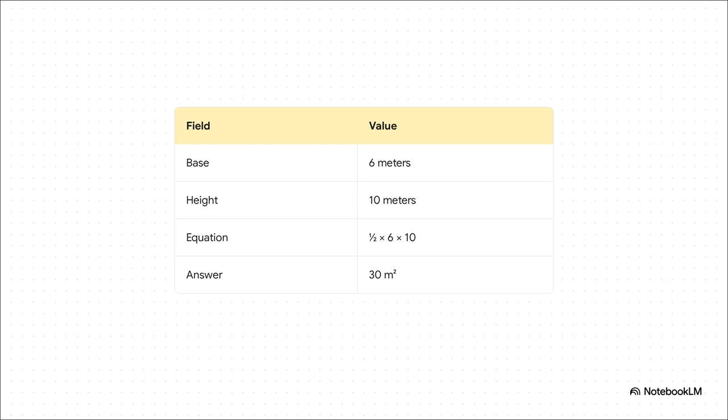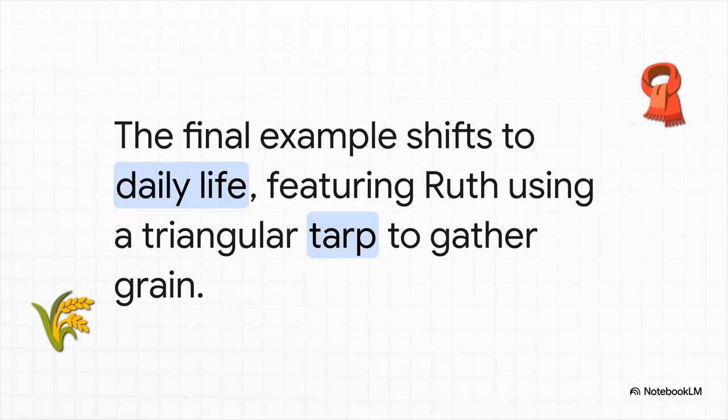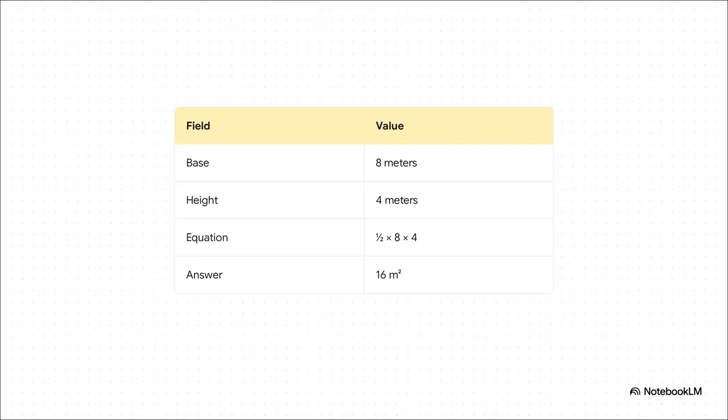Math skill, story, repeat. And for the last in-class example, we shift gears a little bit. We move away from military figures and into a scene from daily life. This time featuring Ruth using a triangular tarp to gather up some green. So one last time, let's do the math for Ruth's tarp. An 8x4 triangle gives us 16 square meters.